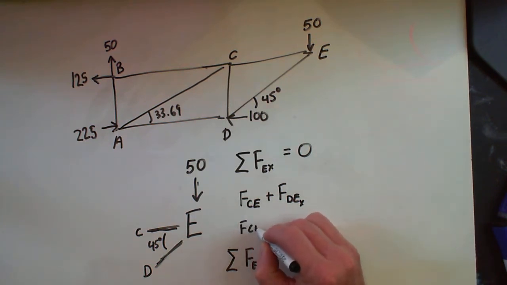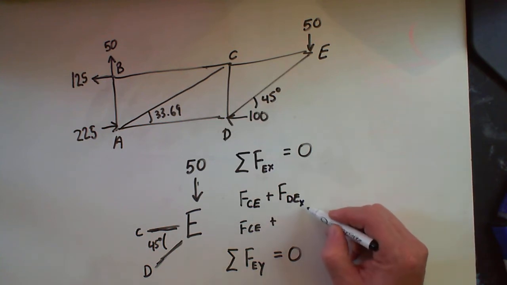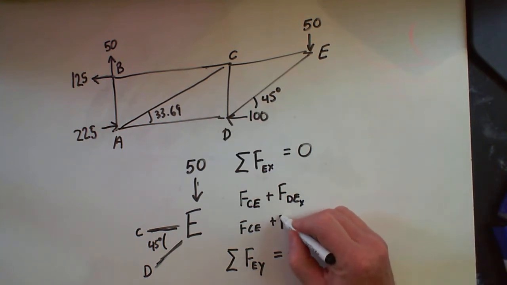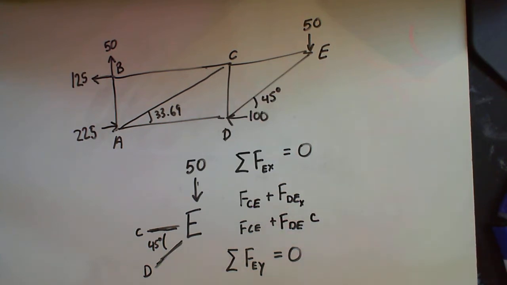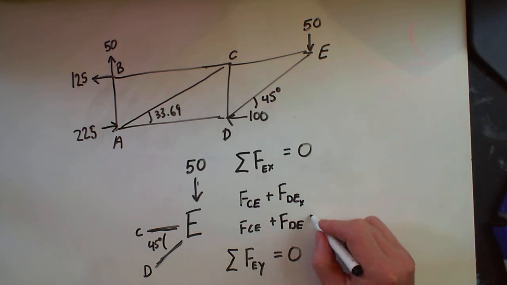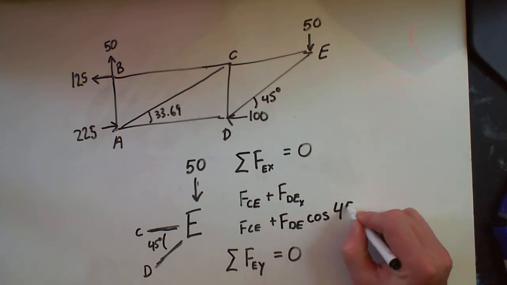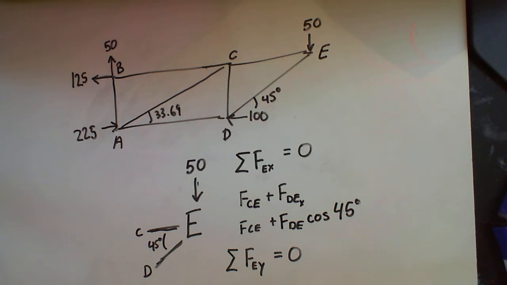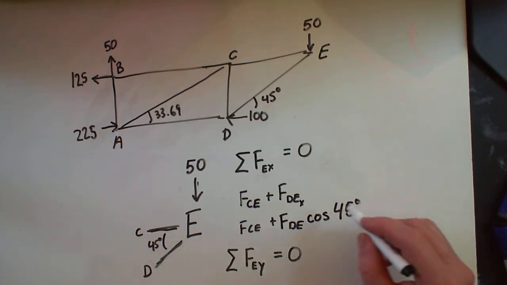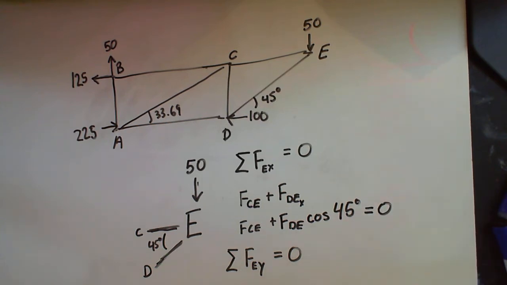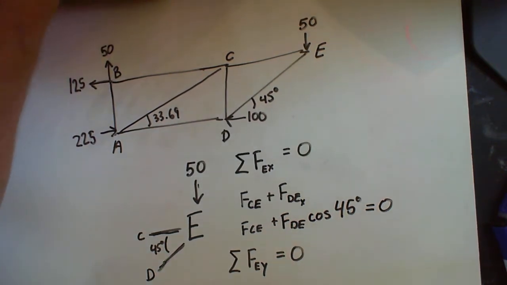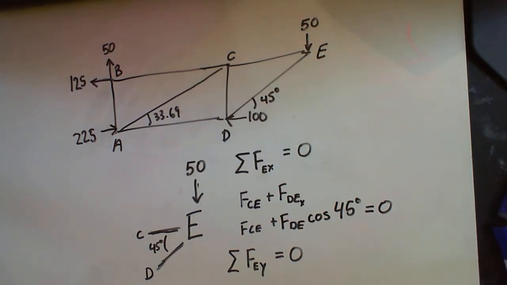So that is F of CE plus, now the force of DE with respect to x is the overall force of DE multiplied by, since we are using x, we are going to multiply that by the cosine of the angle that that force is being applied at. And we know that those 2 forces together, that is all of our horizontal, is going to equal 0. Now, we have to stop there because we have 2 different unknown values in one equation. And so we can't actually calculate the x yet.